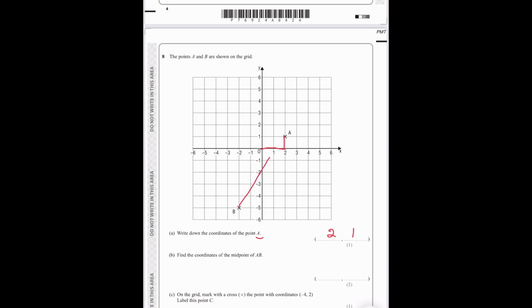So if we join the line between A and B, make that into a triangle. That's 1, 2, 3, 4 across. 1, 2, 3, 4, 5, 6 down. Half of 4 is 2. Half of 6 is 3. So that is the midpoint. So it's on the y-axis. So it's 0, -2. On the grid, mark with a cross the point with the coordinates -4, 2. So we go along to -4. Up to 2, and it says mark that as C.